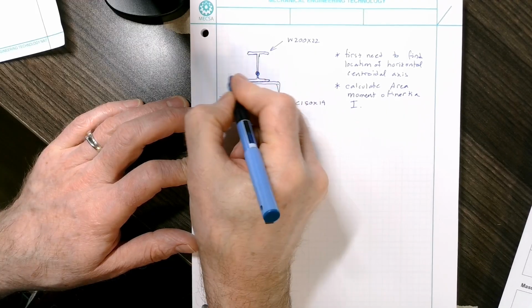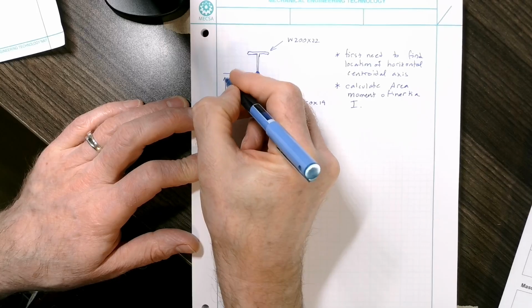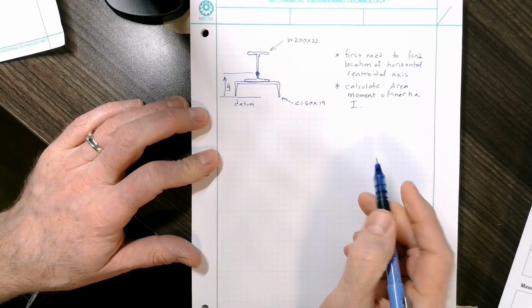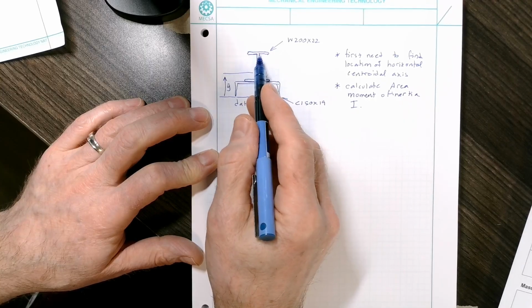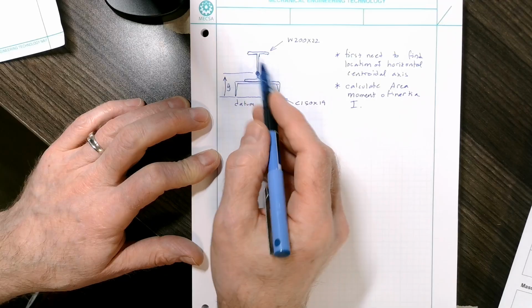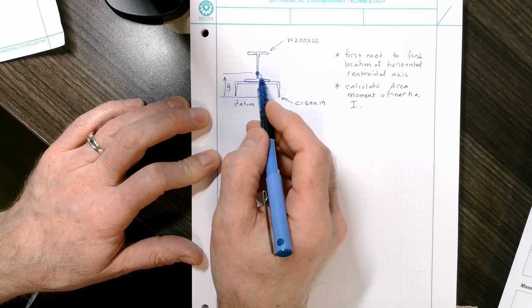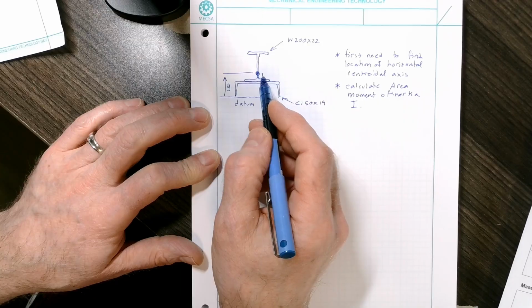And then y bar will be right here. Now you can make any surface a datum. You can make the top of the assembly, the top of the shape the datum, and so on, and you won't get a wrong answer. The location of the centroid is not debatable.